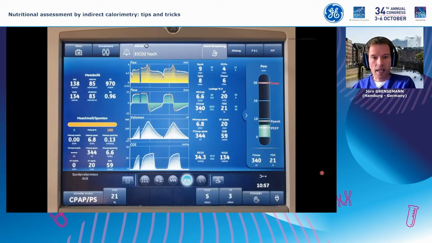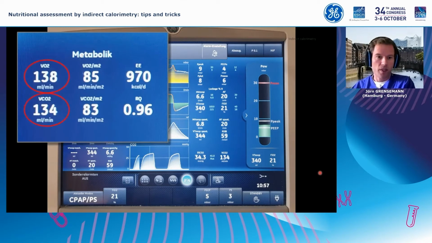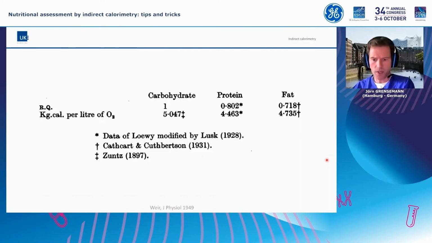So looking at indirect calorimetry, we not only measure the carbon dioxide release, but also the oxygen uptake, and we get a respiratory quotient, and we get the energy expenditure calculated from this. How does this work? The basics of this are fairly old by now. They're more than 70 years old, but they're still valid today.